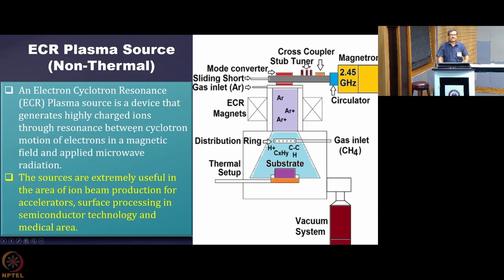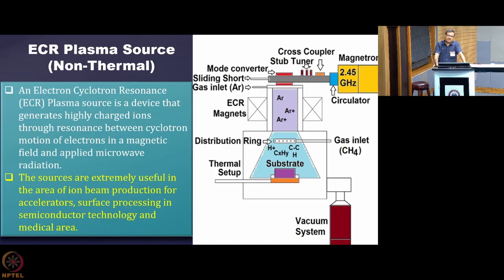These ECR sources are devices that are usually used to produce highly charged ions, meaning multiply charged. So it is not just argon, it may be argon double plus kind of thing. These sources are extremely useful in ion beam production, for accelerators, then surface processing in semiconductor technology and in medical areas. So, we discussed that, and let us now see what the major components in these ECR plasma devices are.